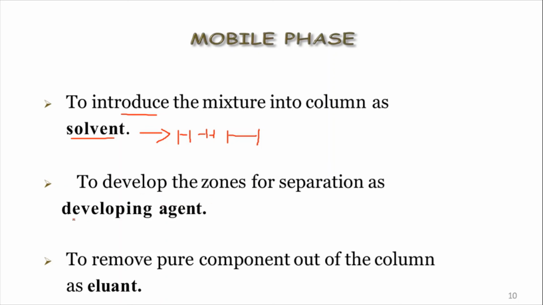So the second solvent is a developing agent. This only develops the bands according to the intermolecular force between the stationary phase and the solute molecule. Finally, we use the third type of solvent called the eluant. This eluant is usually a high polar solvent. So we are using different types of solvents.